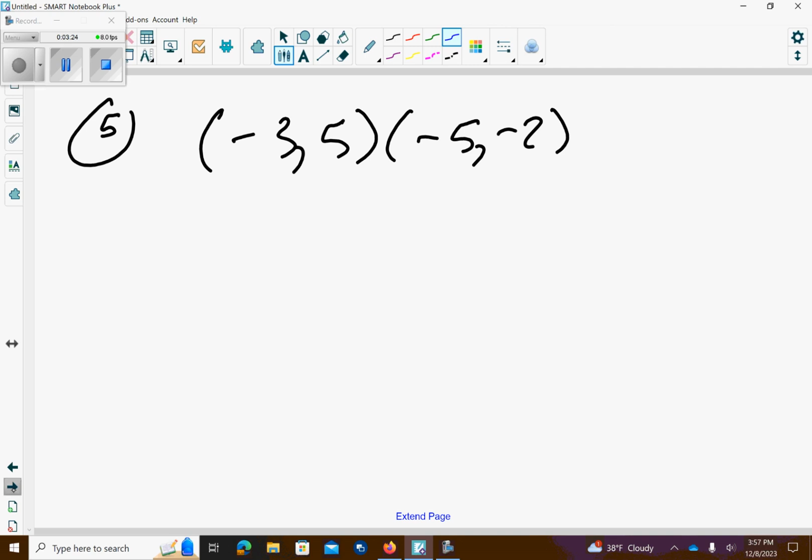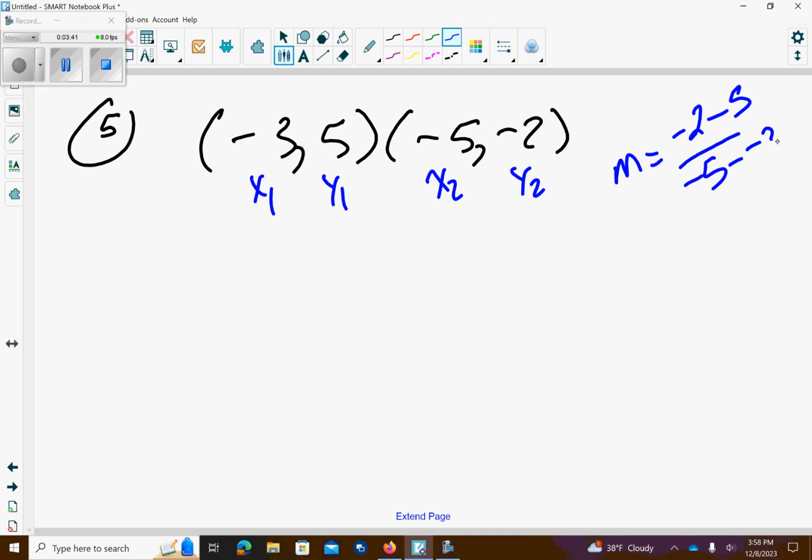Number 5, we want to find the line that passes through the points. So I don't have any special cases here. None of the points are the exact same. So I'm going to go x1, y1, x2, y2. My slope equation, I'm going to go y2 minus y1 over x2 minus x1. Make that a plus. So I'm going to get -7 over -5 plus 3 is -2. So my slope is 7 over 2.